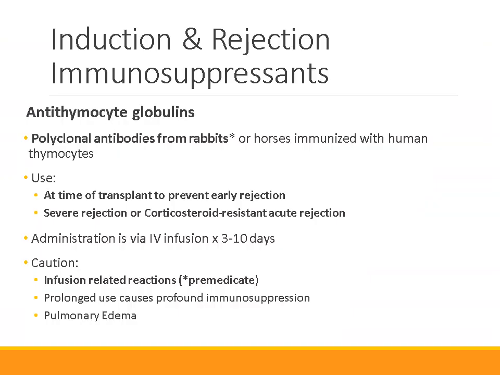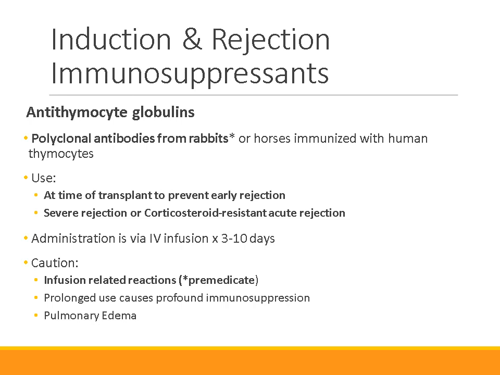So we're going to talk about the drugs that can be used for induction, which remember is the initial phase of anti-rejection therapy that we use when we're doing some sort of an organ transplant, and rejection therapy. So, drugs that would be used if a patient is actually experiencing rejection after organ transplant. First, we're going to talk about anti-thymocyte globulins.